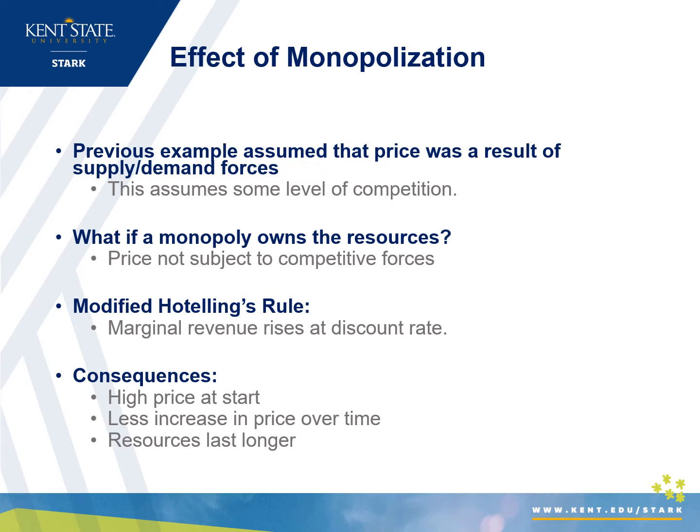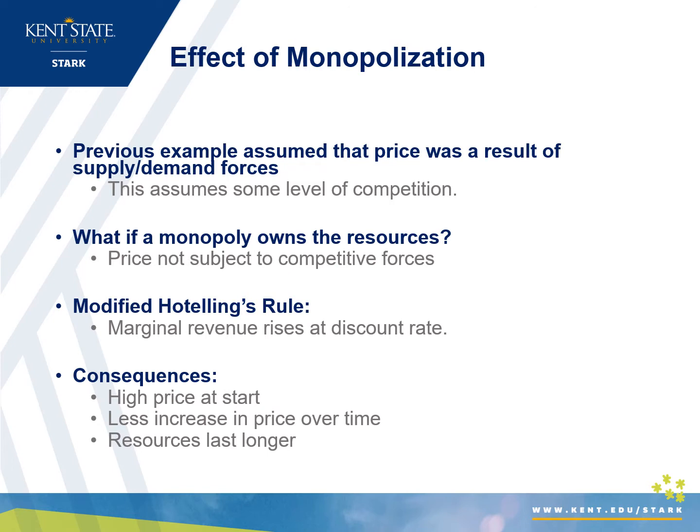So in order to account for this, we need to modify the Hotelling rule slightly, and that is we'll use marginal revenue instead of price. And I'm not going to go into a lot of the details of marginal revenue here. You don't need to worry too much about that. But what you do need to know is that the price is a bit above marginal revenue for a monopoly. So the consequence of this is that at the beginning, the price will be higher if we have a monopoly.